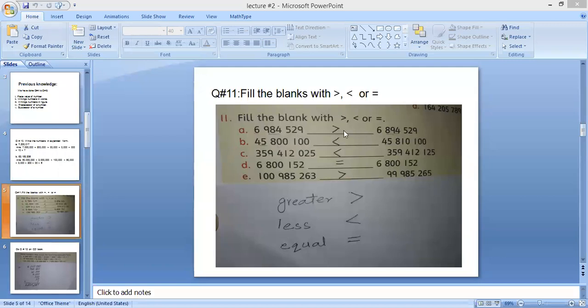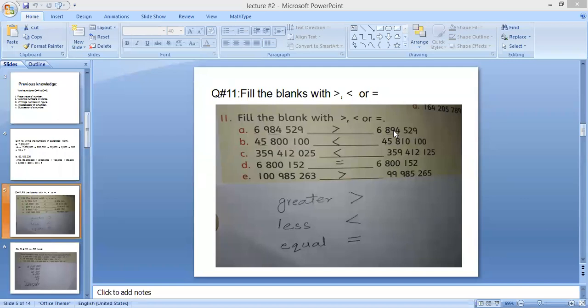You read both questions. It is 6 million. This one is also 6 million, 984,894,000. Which one is the greater one? This one. 984 is greater than 894. So you will put the symbol with the open end to the greater number side.